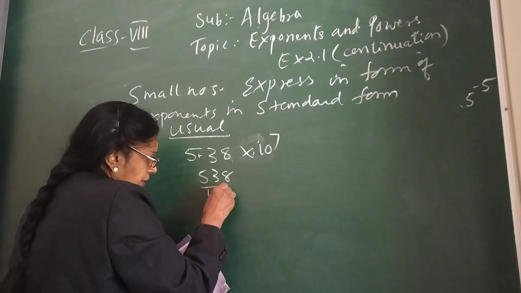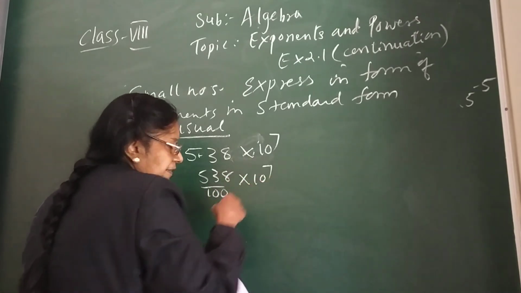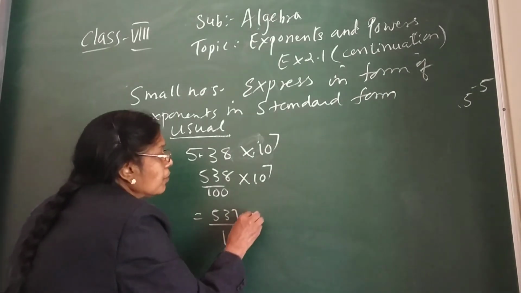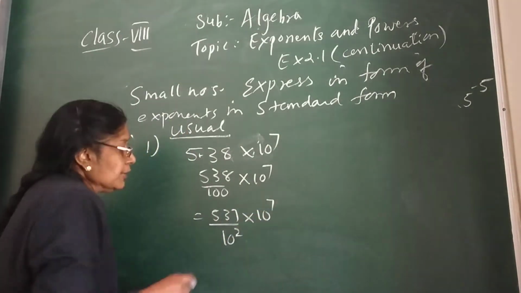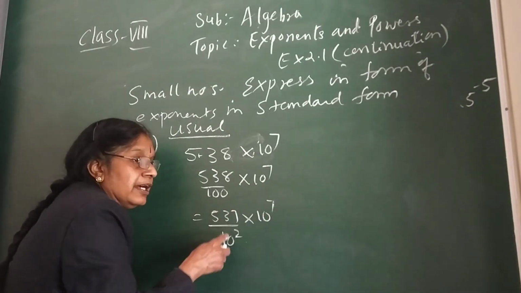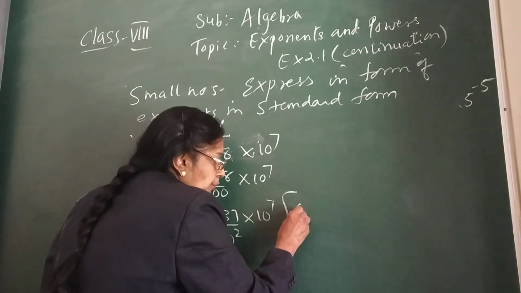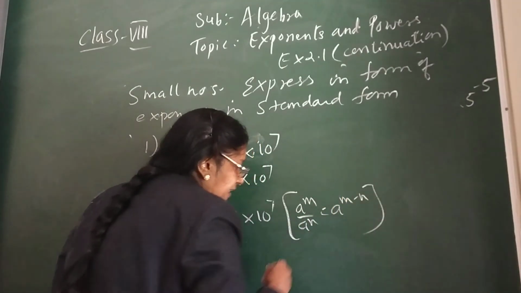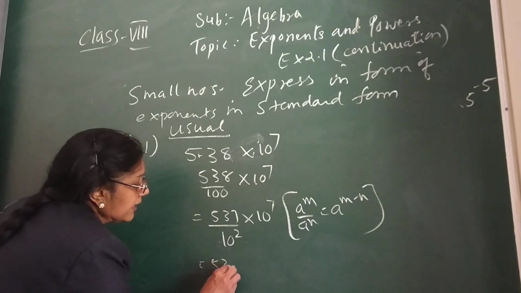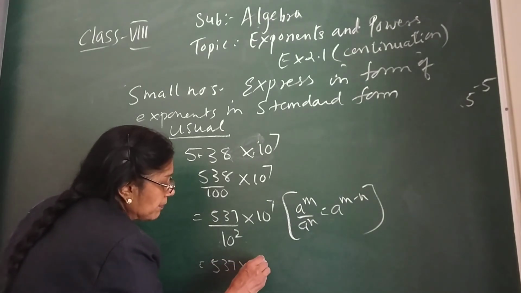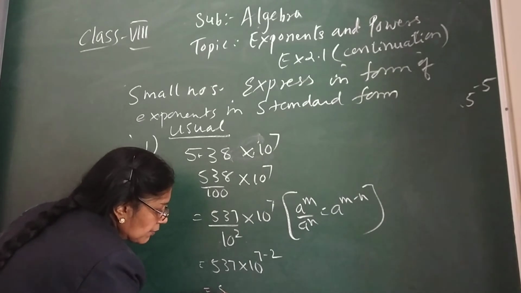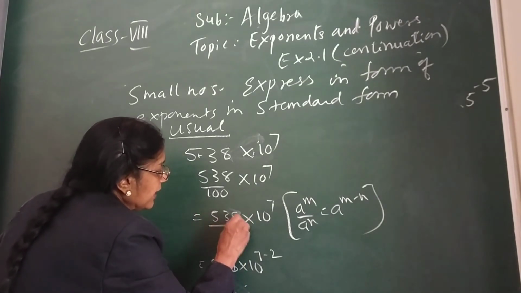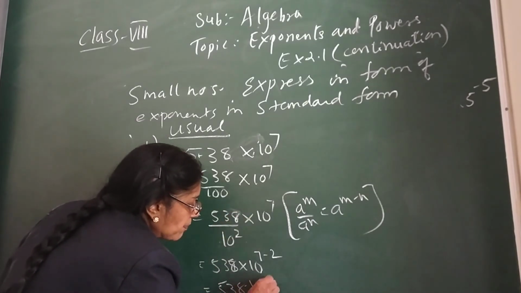538 by 100, into 10 to the power of 7. 100 I can write as 10 to the power of 2. So 538 by 10 to the power of 2 into 10 to the power of 7. So I can use a to the power of m divided by a to the power of n is equal to a to the power of m minus n. So what should I get? 538 into 10 to the power of 7 minus 2 is equal to 538 into 10 to the power of 5.